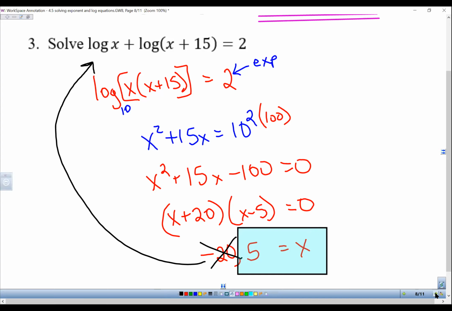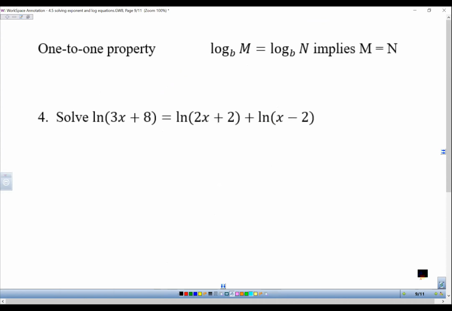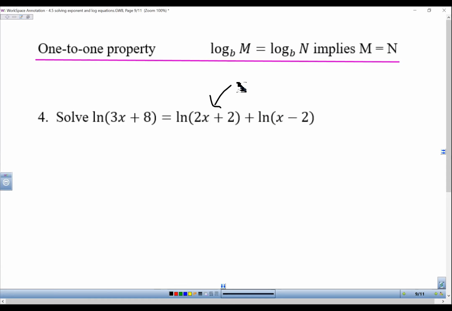Okay. All right, this last one is the other property that we had. So we said that if two things are equal, then their logs are equal. Now basically, if their logs are equal, then those two things are equal. So if the log of one value equals the log of another value, those two values have to be equal. So first thing we need to do here is combine these two logs together using the properties. So they're being added, which means I can multiply them.